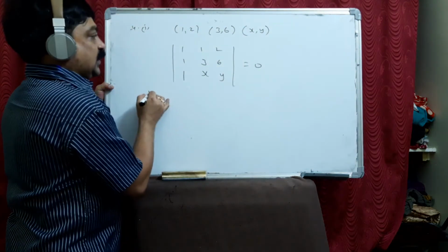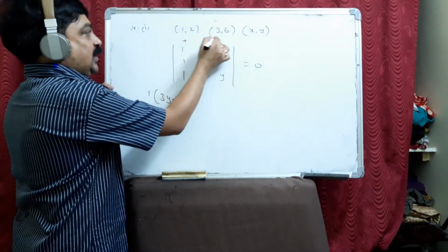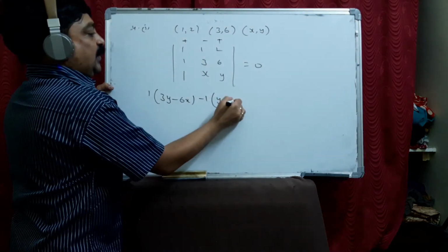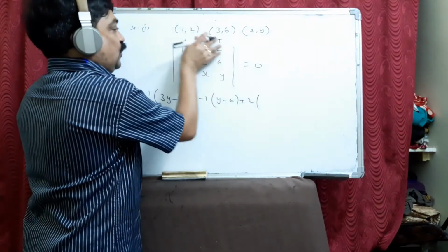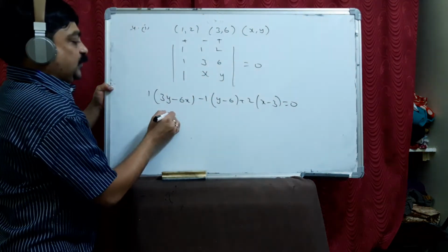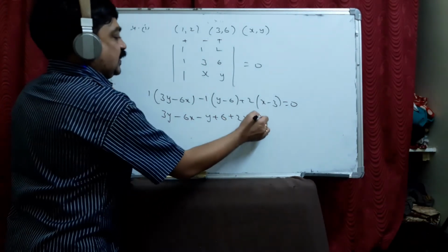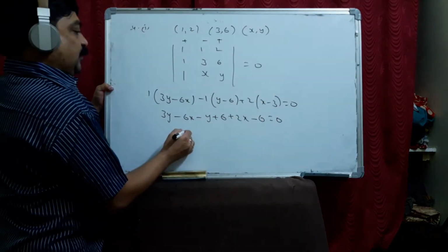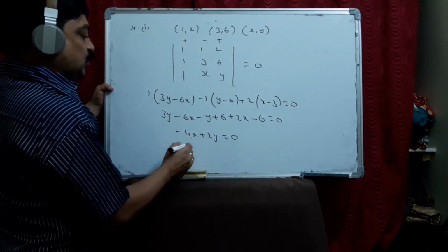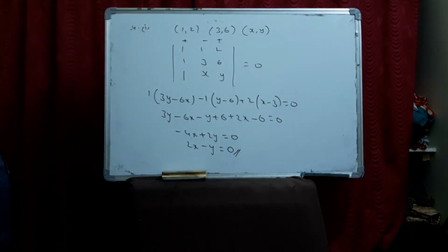Now expand this. 1 into 3y minus 6x, close the column, plus minus plus, minus 1 of column close, it becomes y minus 6, plus 2 of close the column and row, it becomes x minus 3. It becomes 3y minus 6x minus y plus 6 plus 2x minus 6, it becomes minus 4x plus 2y equal to 0. Divide with minus 2: 2x minus y equal to 0.